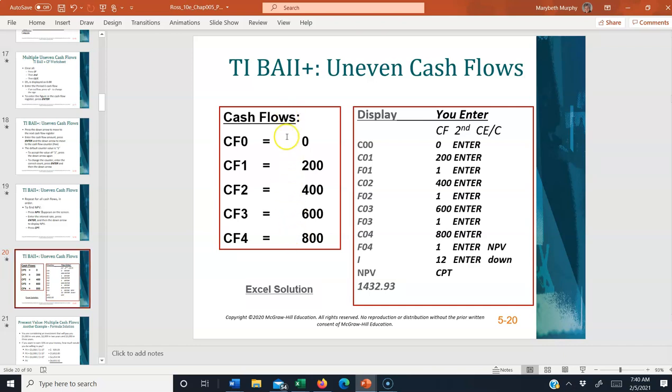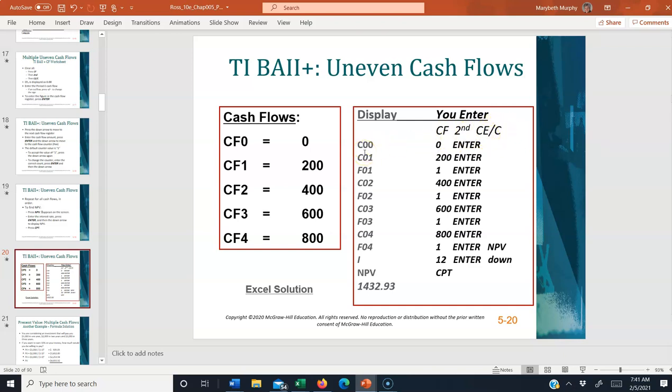So in this case, we have 0 at the beginning, 200 at the end of year 1, 400 at the end of year 2, 600 at the end of year 3, 800 at the end of year 4. This is how we would do it in the calculator. You're going to hit CF for cash flows. You're going to hit second, and then go to CE/C and click on that.